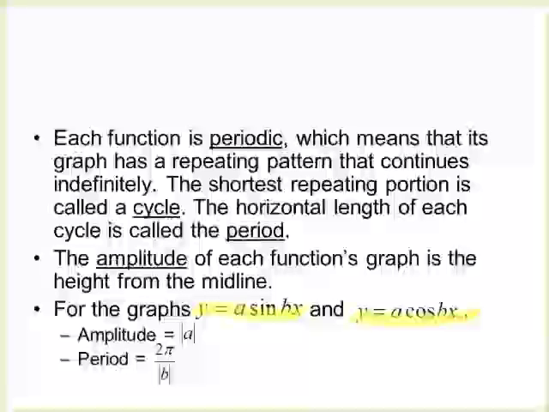We said that our period was 2 pi divided by b. B is a multiplier that is right by the x. So if there's a number directly by the x, that number affects the period or the length of the graph.